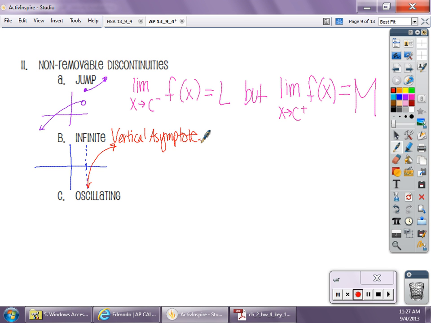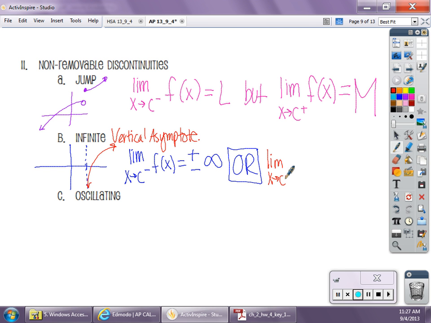So for your vertical asymptote, we're going to do the full definition. The limit as x goes to c from the left of f of x will be either positive or negative infinity. What word goes in the middle of my definition? Or, big fat or. The limit coming from the right-hand side of f of x is equal to positive or negative infinity. Not both, but can be both. That's the math definition of or. It's weird. One or the other or both.